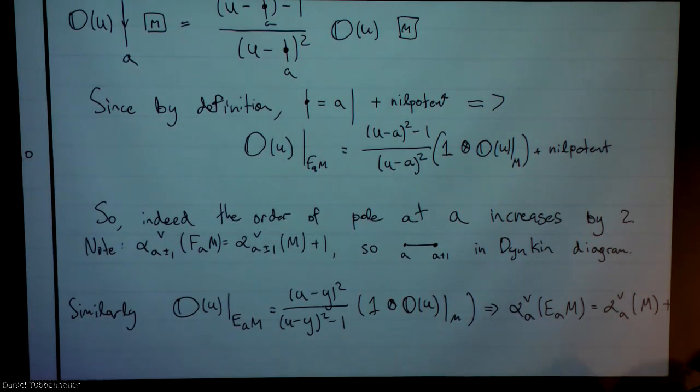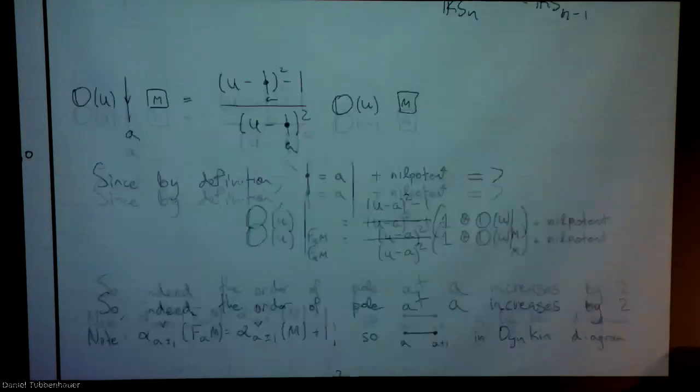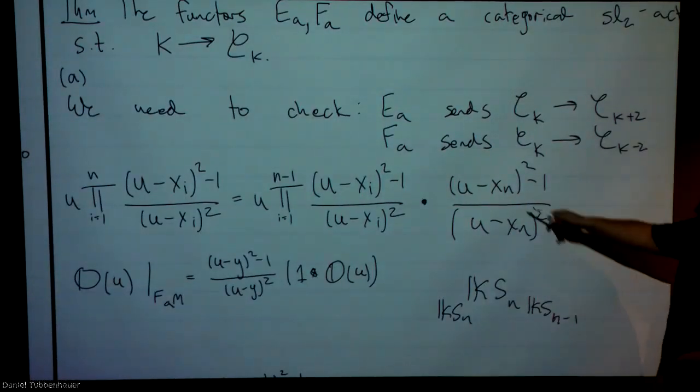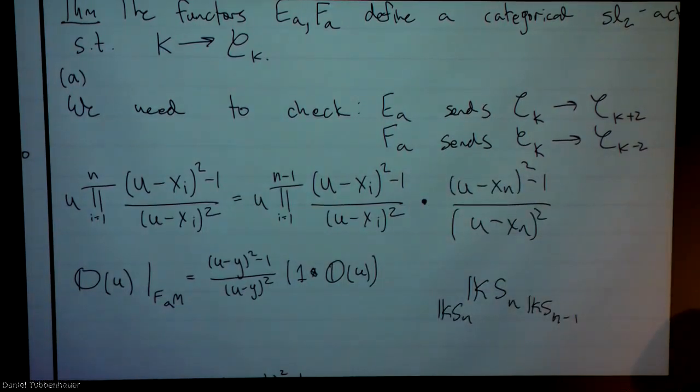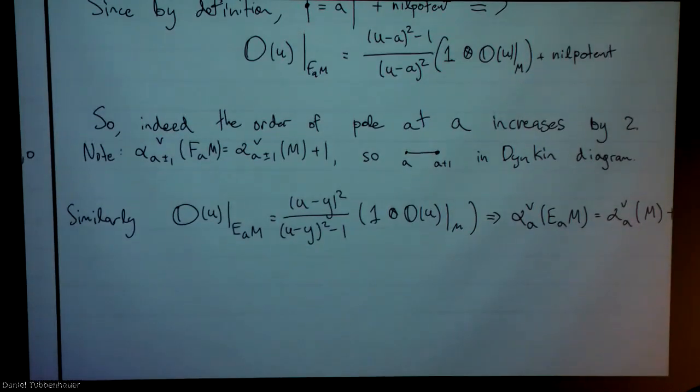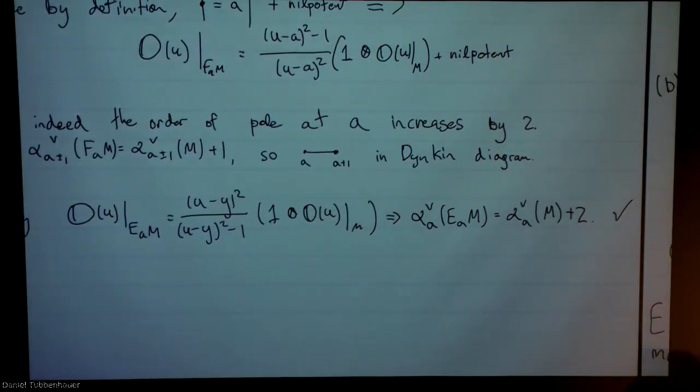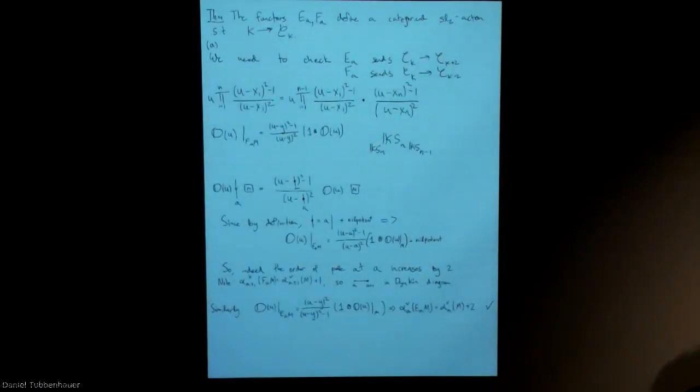All right. And a very similar argument shows the same thing for E. I just look at this equation and I move this factor to the other side of the equation. All right, so E increases this by 2. That's what we needed to check. We act on the right categories. Any questions?